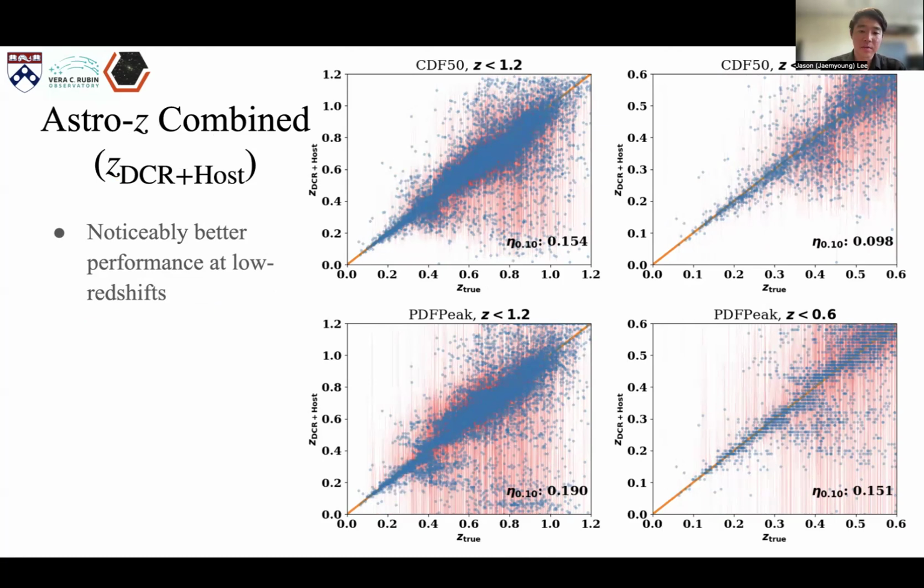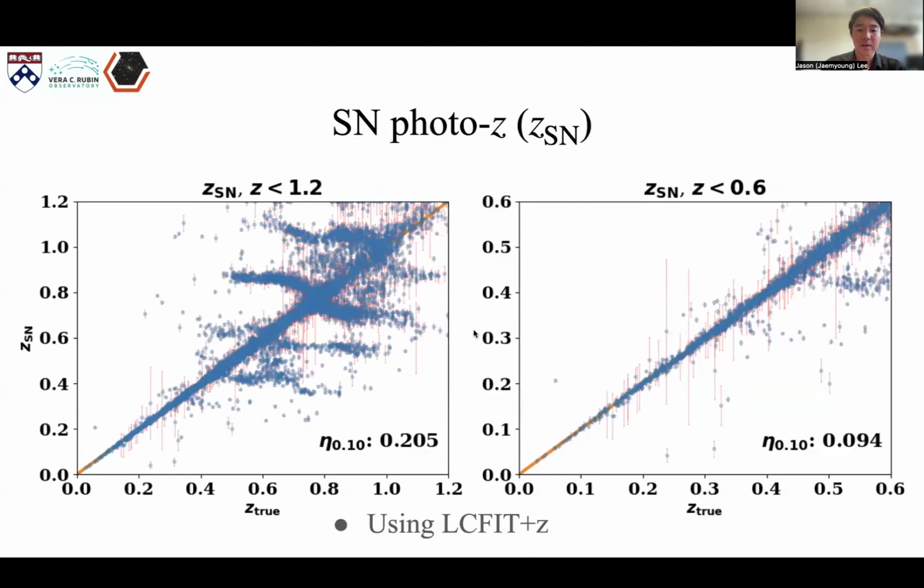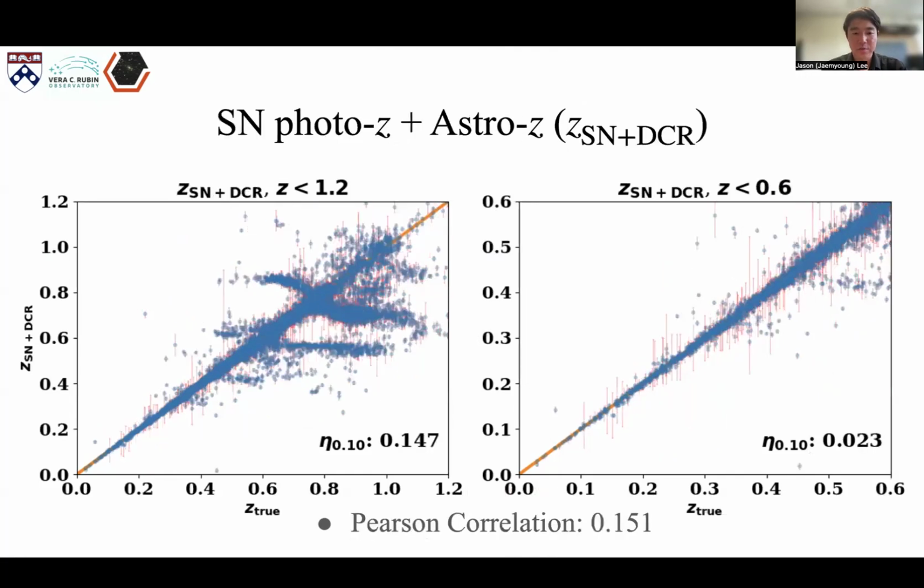But we also have the supernova photometric redshifts, again, obtained from LCFIT plus C. And supernova photometric redshifts, or ZSN, performs better at the lower redshifts, just like CDCR. But when we combine the two, we get tighter constraints throughout all redshifts, but more so at the lower redshifts. And we did not know a priori how independent CSN and CDCR were going to be, but it turns out that they are pretty independent because the correlation function coefficient is less than 0.2.